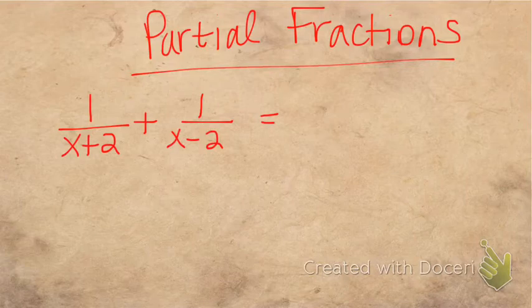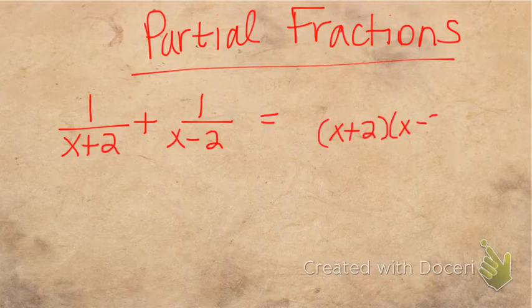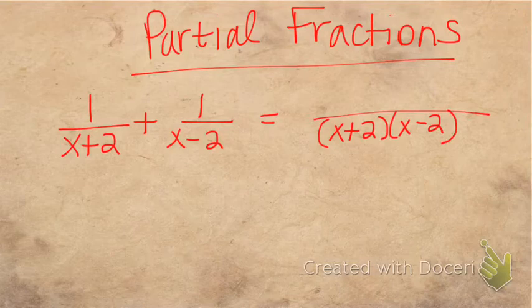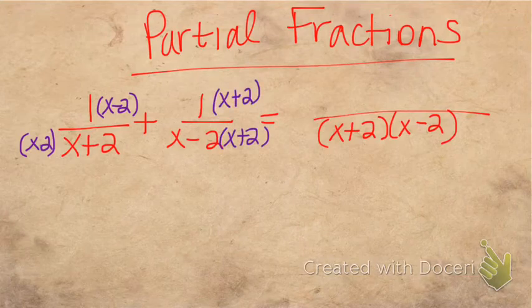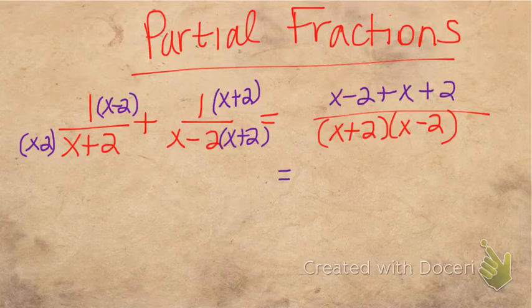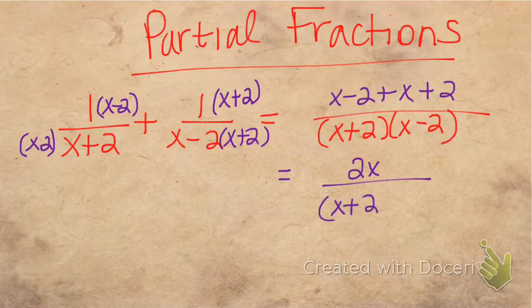Well, if you want to do that, you're going to get a common denominator, which is x plus 2 times x minus 2. If that's the common denominator, I'm going to have to multiply this one by x minus 2 on the bottom, which means I multiply the top by x minus 2. Same thing here, I need to multiply by x plus 2, which means I multiply the top by x plus 2. And then on the top, I would get x minus 2 plus x plus 2, which is 2x over x plus 2 times x minus 2.